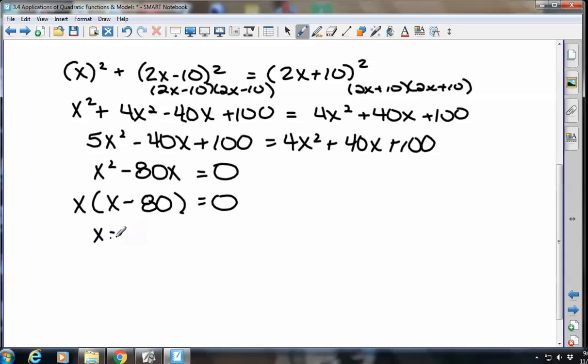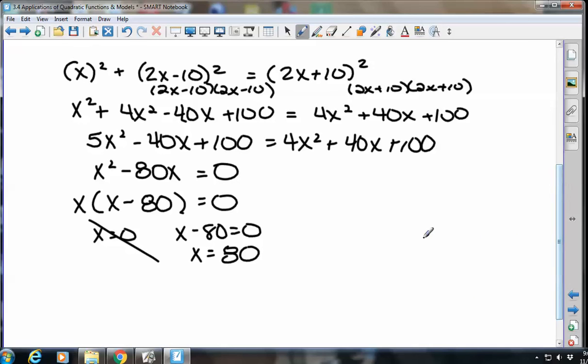So if we set each factor to zero, okay, make sure both of those answers are reasonable for our problem. Can you have a piece of land with a side length of 0? No, that wouldn't make any sense. So I'm going to throw out the 0. So my only answer here is 80.